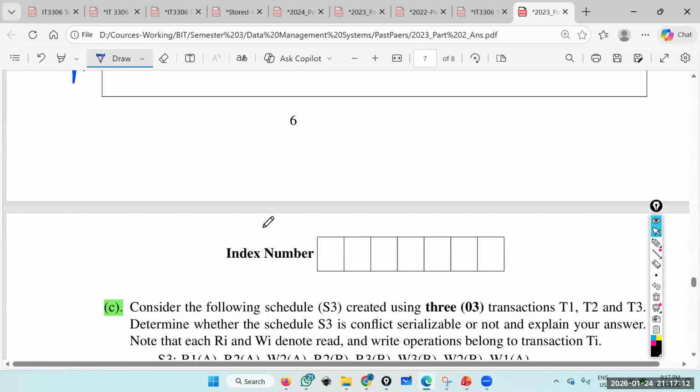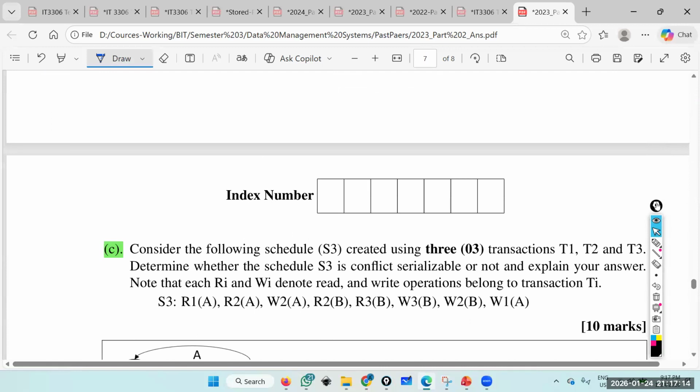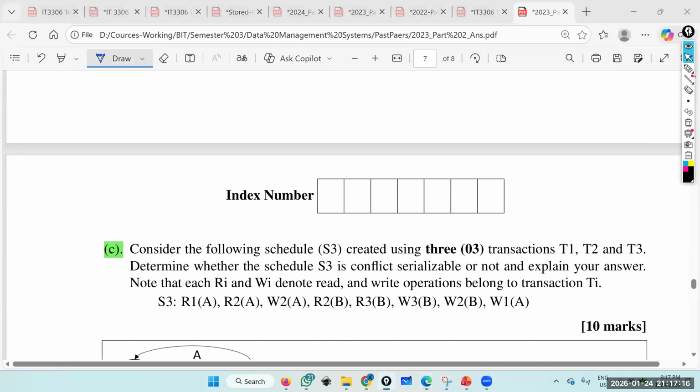Let me make it smaller. Right. Consider the following schedule created using three transactions T1, T2, T3. So let's write it in the way we like. T1, T2, T3.